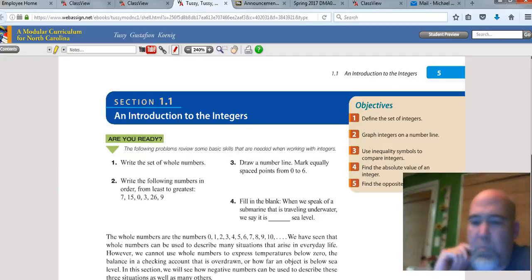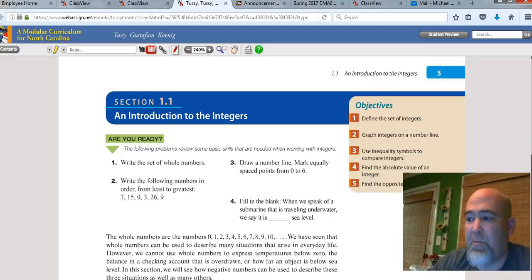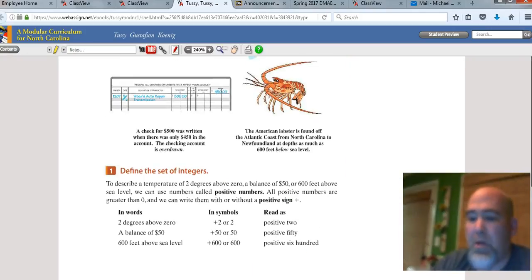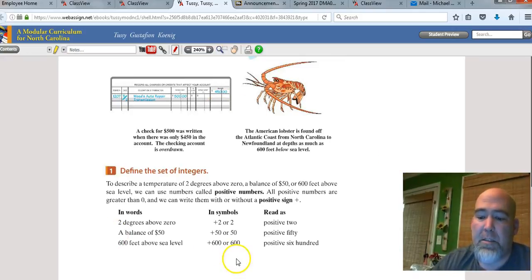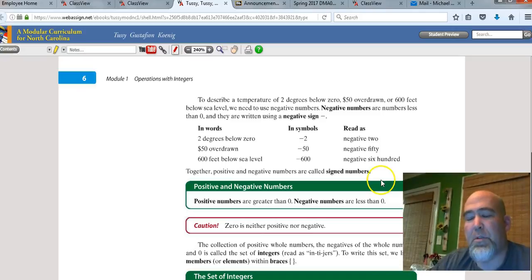Alright, so in section 1.1 we're talking about integers. Integers are just a set of numbers. We're talking about the counting numbers, but then we're also talking about negative numbers. So please make sure you're reading the sections, giving it a good skim, looking at the bold terms. So we're dealing with positive and negative numbers.